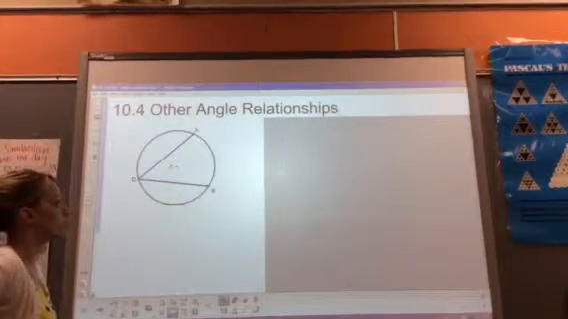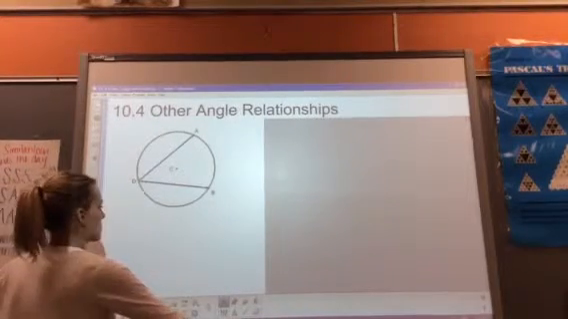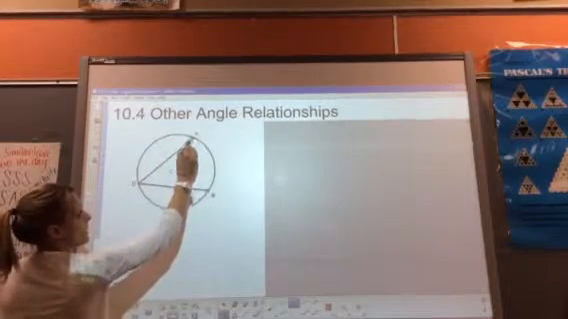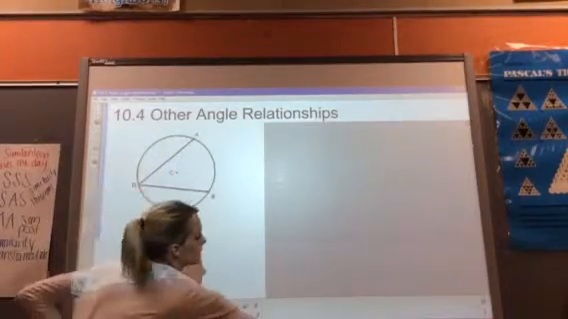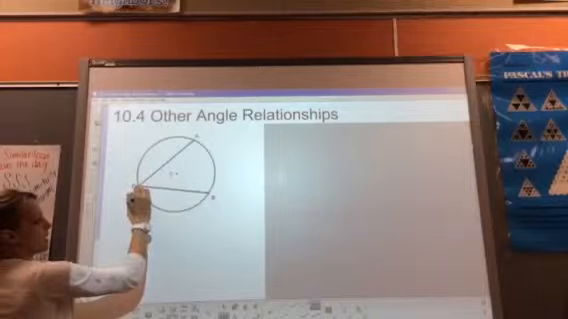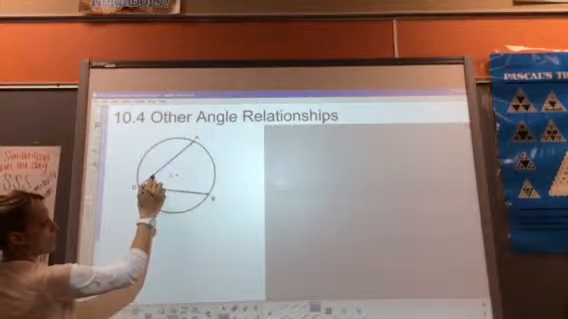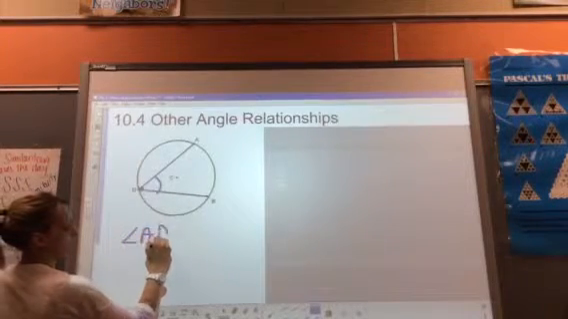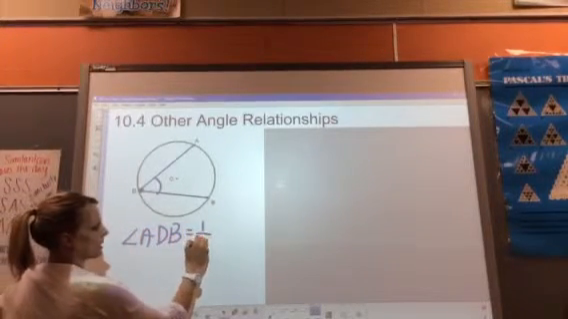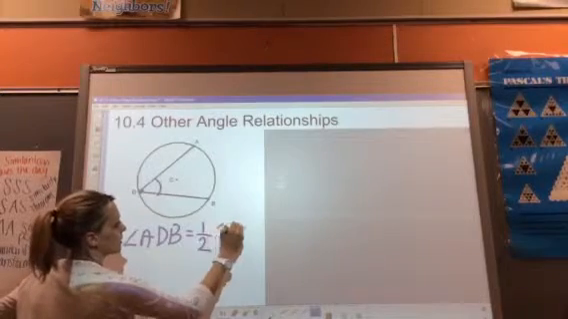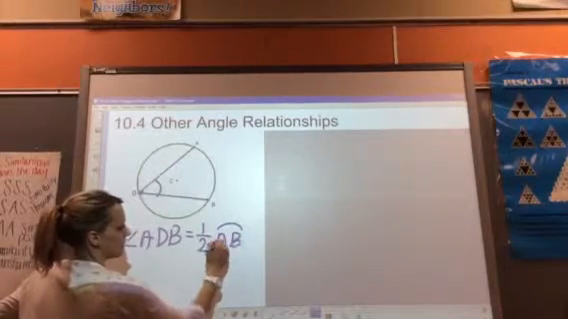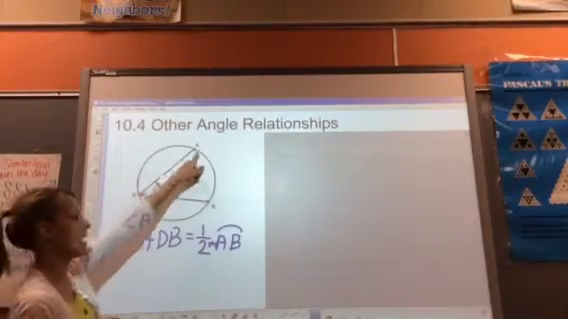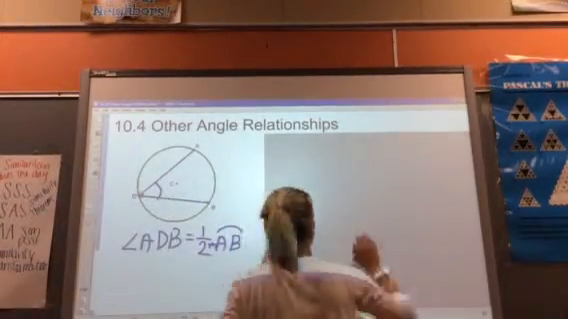This is section 10.4. Please take notes. So you've already learned about this type of angle here in the blue. That's called an inscribed angle. And remember, the relationship was that angle ADB was equal to 1/2 of the arc AB, the measure of arc AB. So your angle was equal to half of your arc.